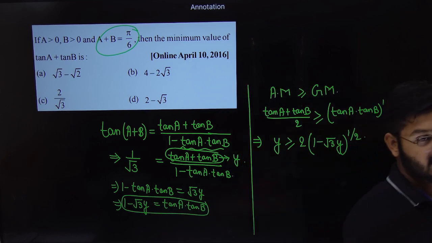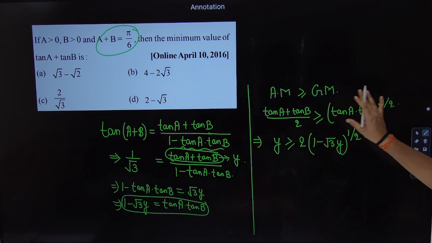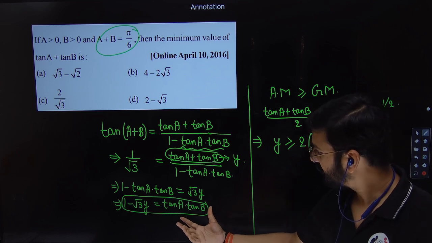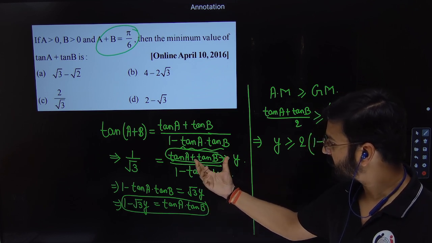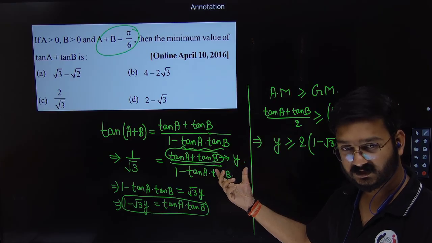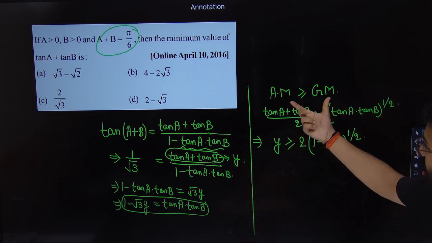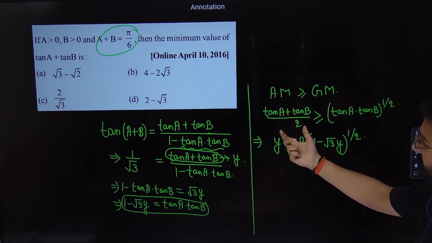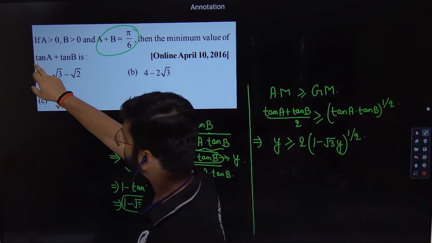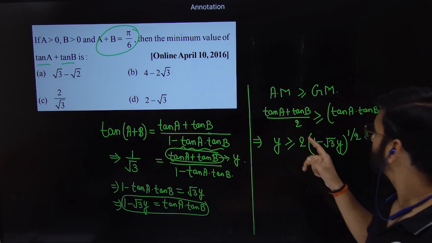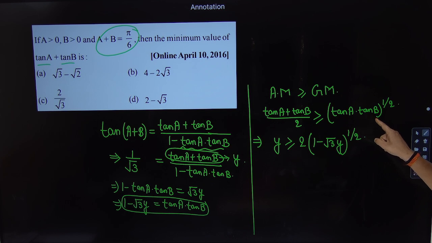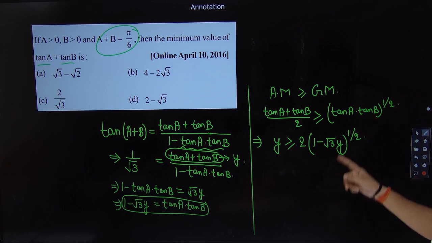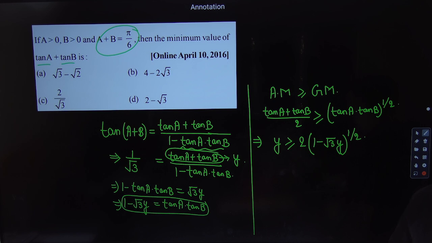Any problem, anyone in the class? In writing this much, I just used basic trigonometry, where whatever I need to find out, I took that as y. Then we use the inequality that AM is always greater than or equal to GM. We need to find the AM of these two terms: add them, divide by 2. GM: multiply them, take square root. Substituted everything. So what is the only unknown in this? Y. The moment you solve this, you will get the answer.